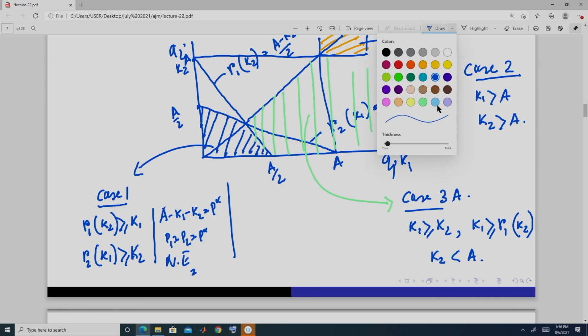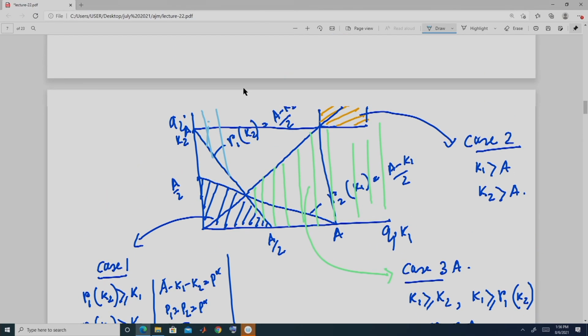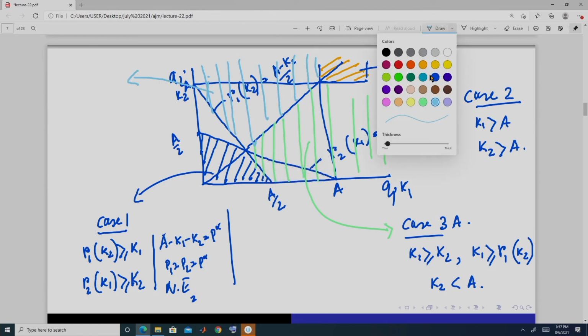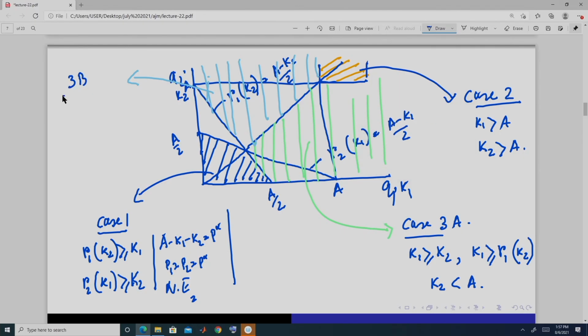And this light blue region is actually 3B. Here we get the capacity of firm 2 is greater than or equal to the capacity of firm 1, and the capacity of firm 2 is greater than the Cournot optimal output of firm 2 given a capacity of firm 1, that is K1, and K1 is strictly less than A. So, these are the possible cases, and we have already shown this.